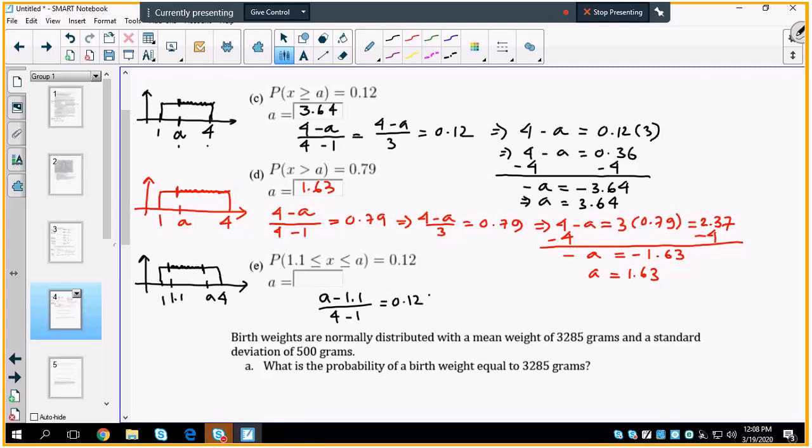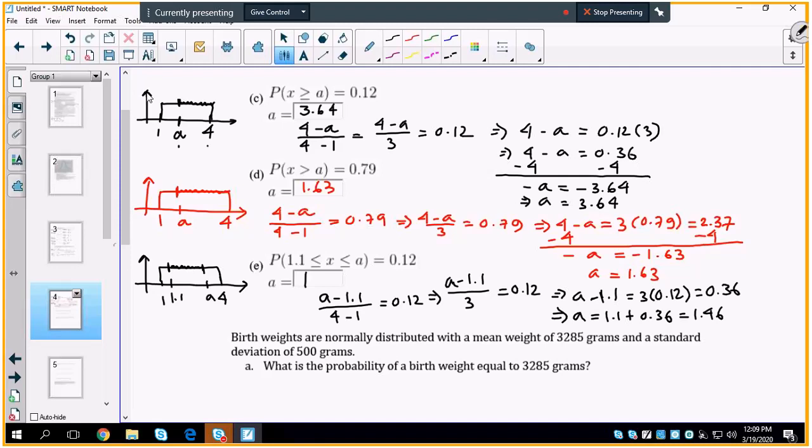So as usual, you get a minus 1.1 over 3 equal to 0.12. So multiply 3 on both sides. You get a minus 1.1 equal to 3 times 0.12, which is 0.36. So solving for a, I will add 1.1 on both sides. So 1.1 plus 0.36 will give me 1.46 as the final answer for the required value of a. And that would answer my question.